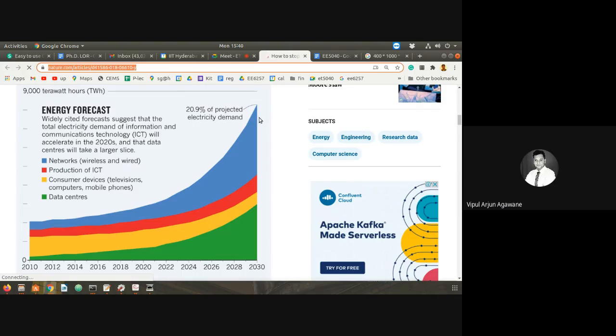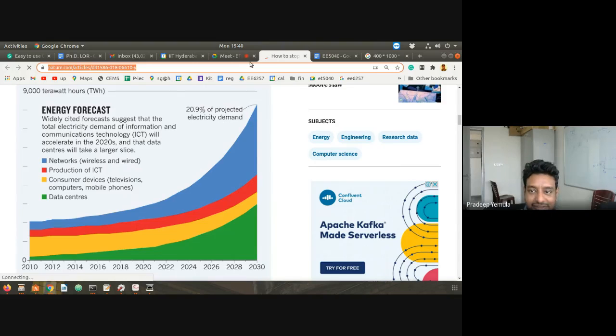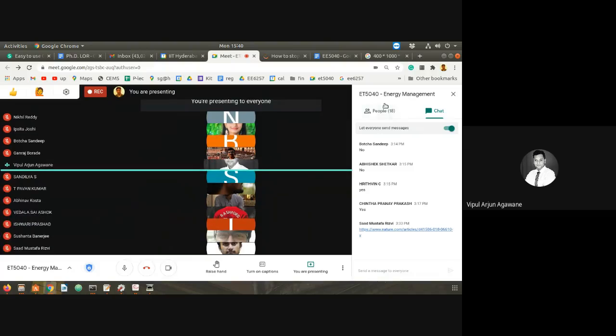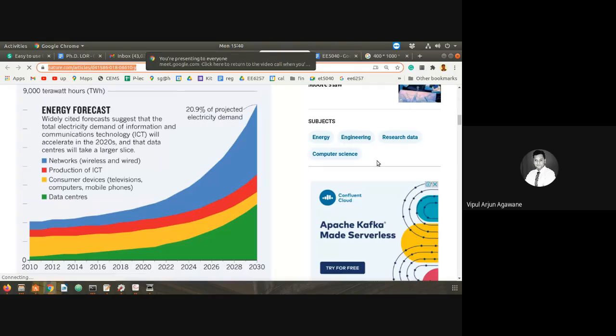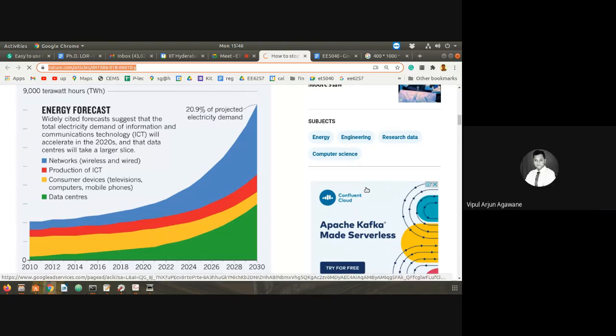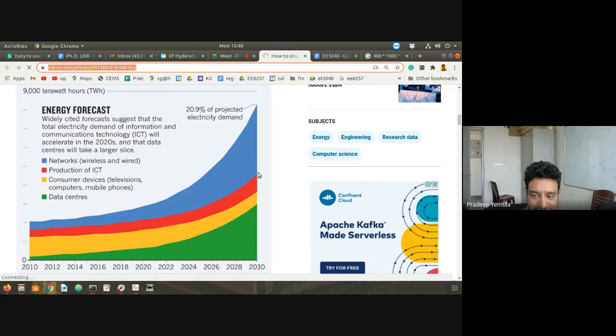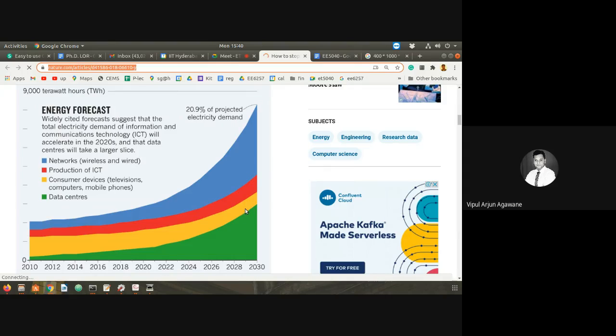Sir, I would like to add one point. From this graph, we can see that the blue portion, which is networks, wireless and wired, is contributing a lot to energy consumption or the electricity demand. And we see yellow, the consumer devices, are also rising. Even if consumer devices become more efficient, as consumers we are shifting more towards our mobile phones, and we are having bigger screens day by day.